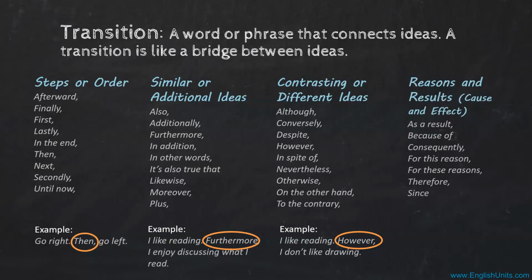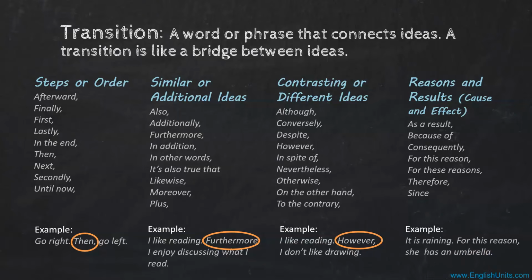A fourth situation where we use transitions is to show reasons and results, or cause and effect. Examples include as a result, because of, consequently, for this reason, for these reasons, therefore, and since.